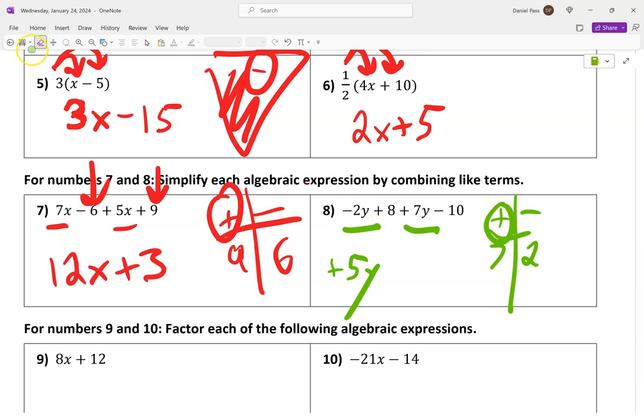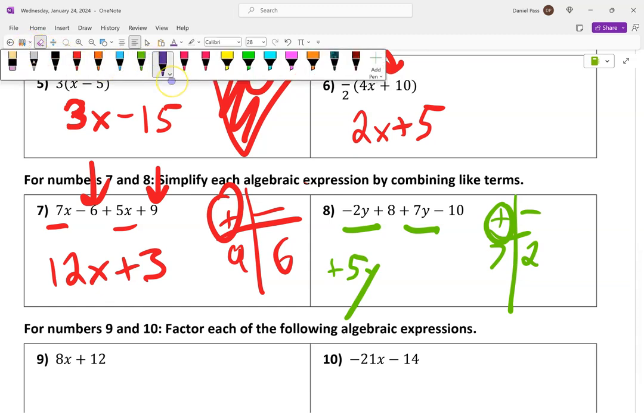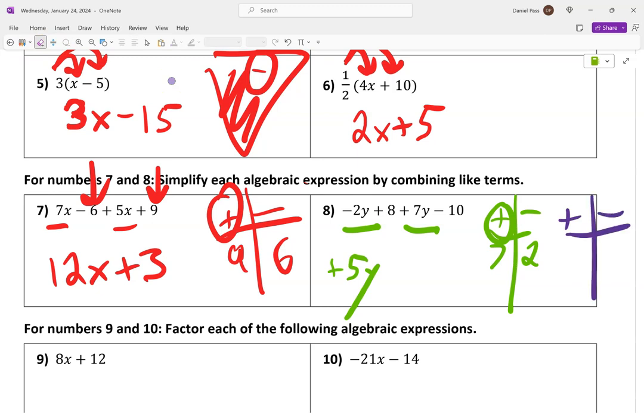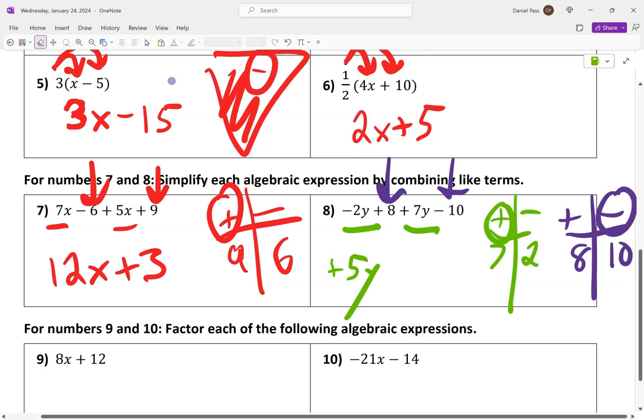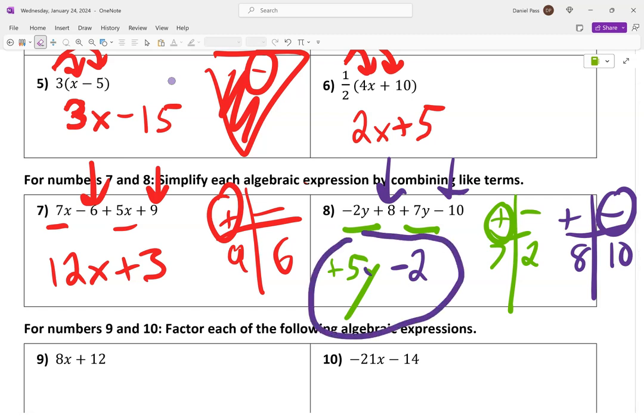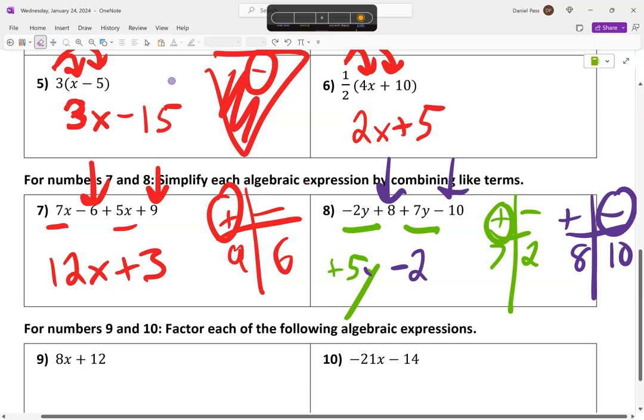Let's change colors. Okay, we need another good guys, bad guys. I've got 8 and negative 10. Bad guys win. So 5y minus 2. Are we done? Yes, because we can't add those together. Any questions?